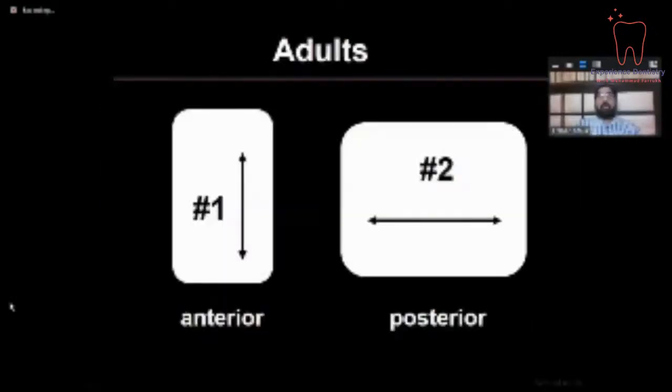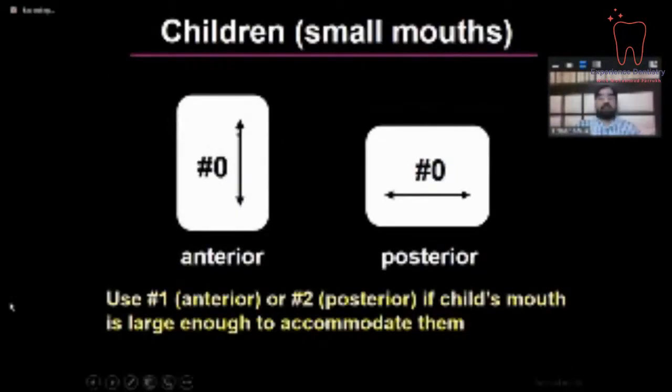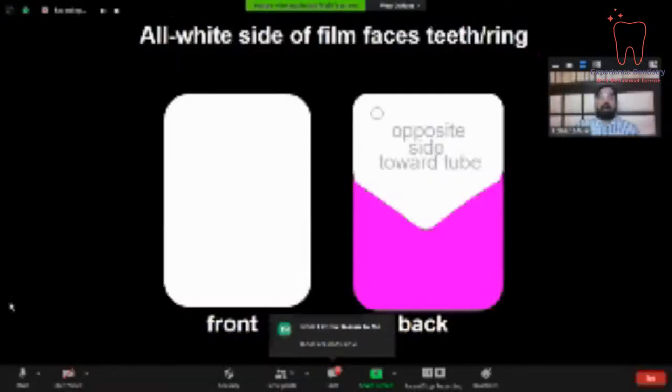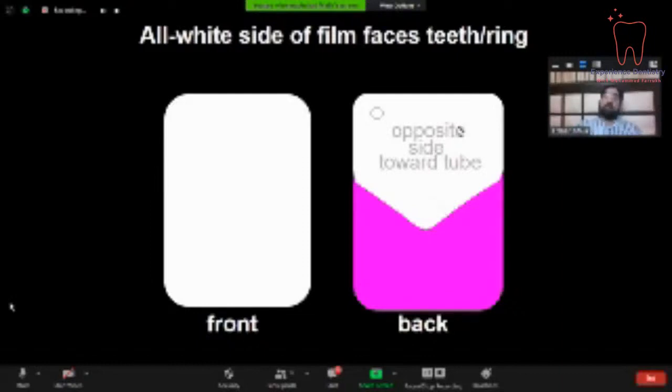These are the two films, number one and two. And for digital radiography, we have the standard number two size available, and that is for the anterior as well as for the posterior. For the children, it is the zero film. Further, for the posterior, you place it in a horizontal way. Remember always that the white portion is for facing the tooth, and the opposite faces the cone. This is for the X-ray film, but the digital sensor has on the opposite side an attachment of lead, and sometimes there is a marking that indicates this.